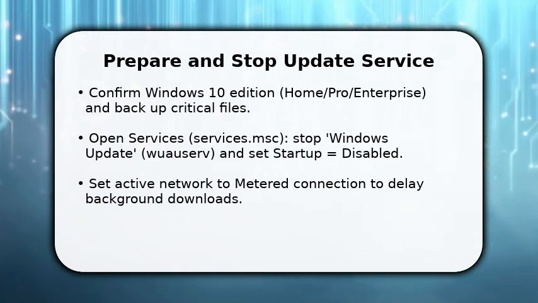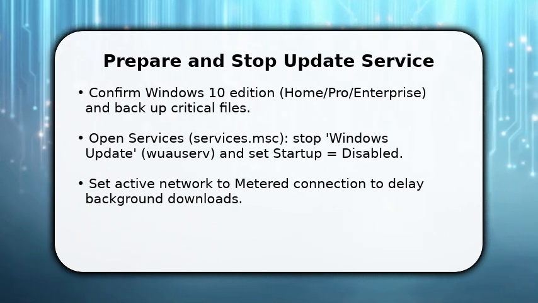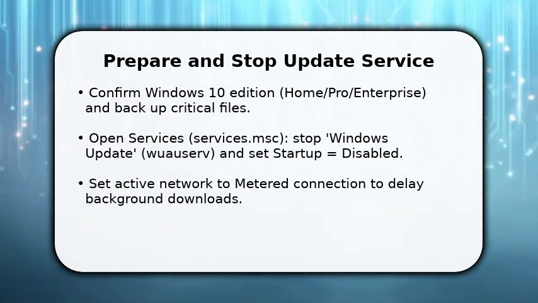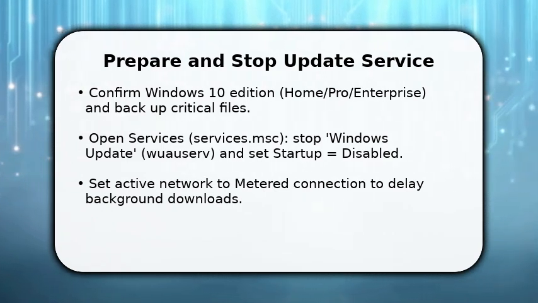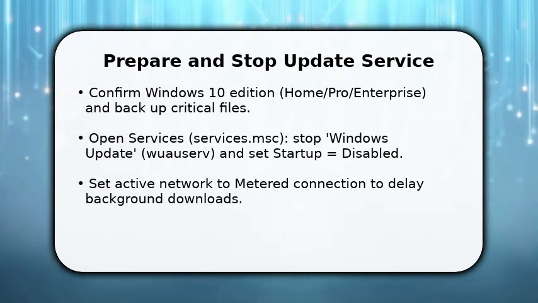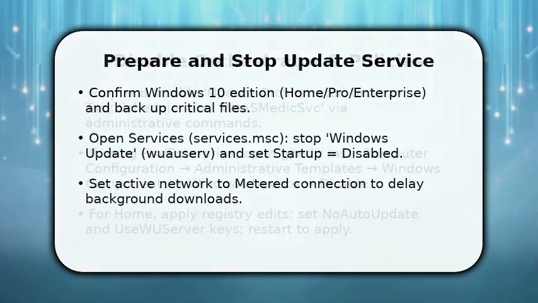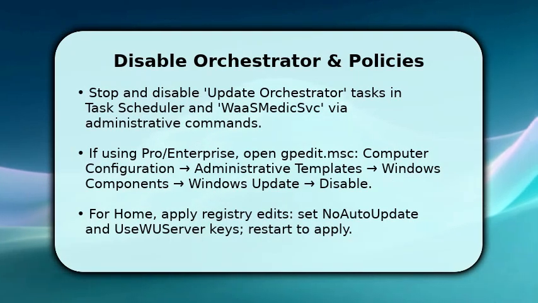Make sure your current network is set to metered to reduce the chance of downloads while you continue. These steps stop the update engine now, so you can proceed to make persistent, deeper changes safely, without Windows trying to restart updates. Next, you need to neutralize the orchestrator and policy paths that restart updates.